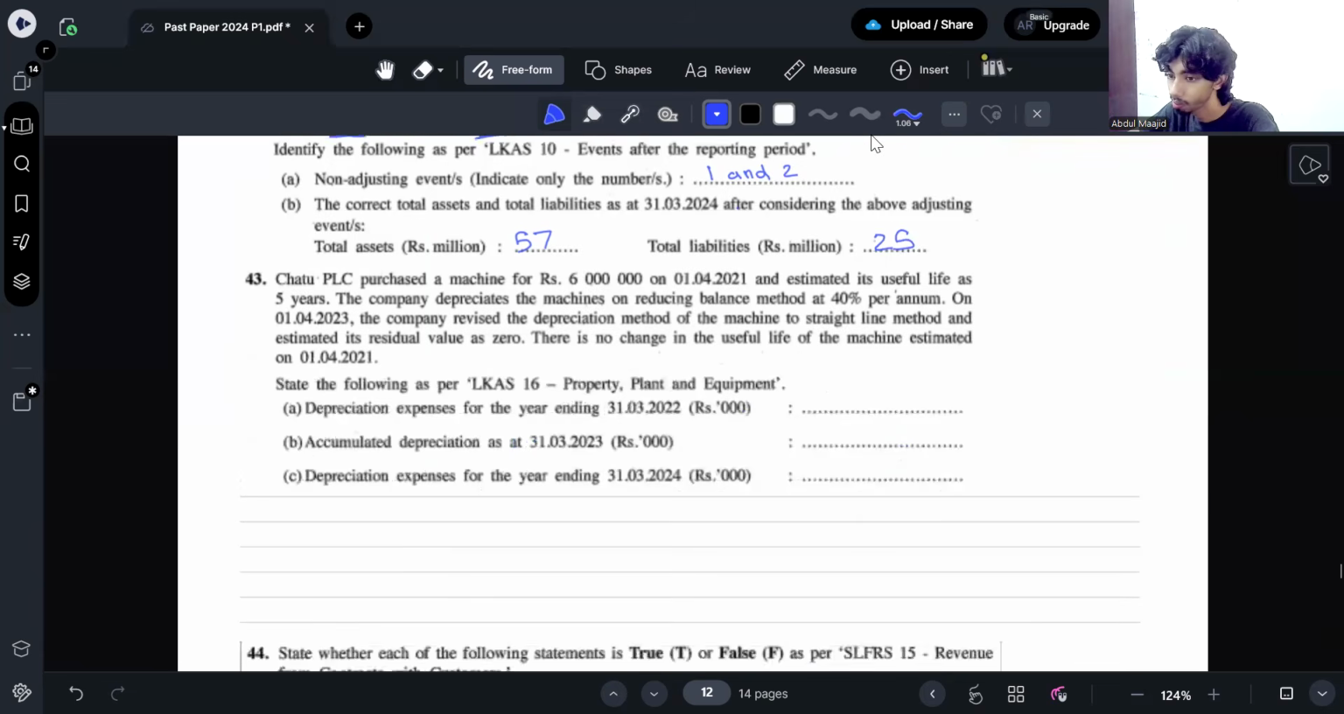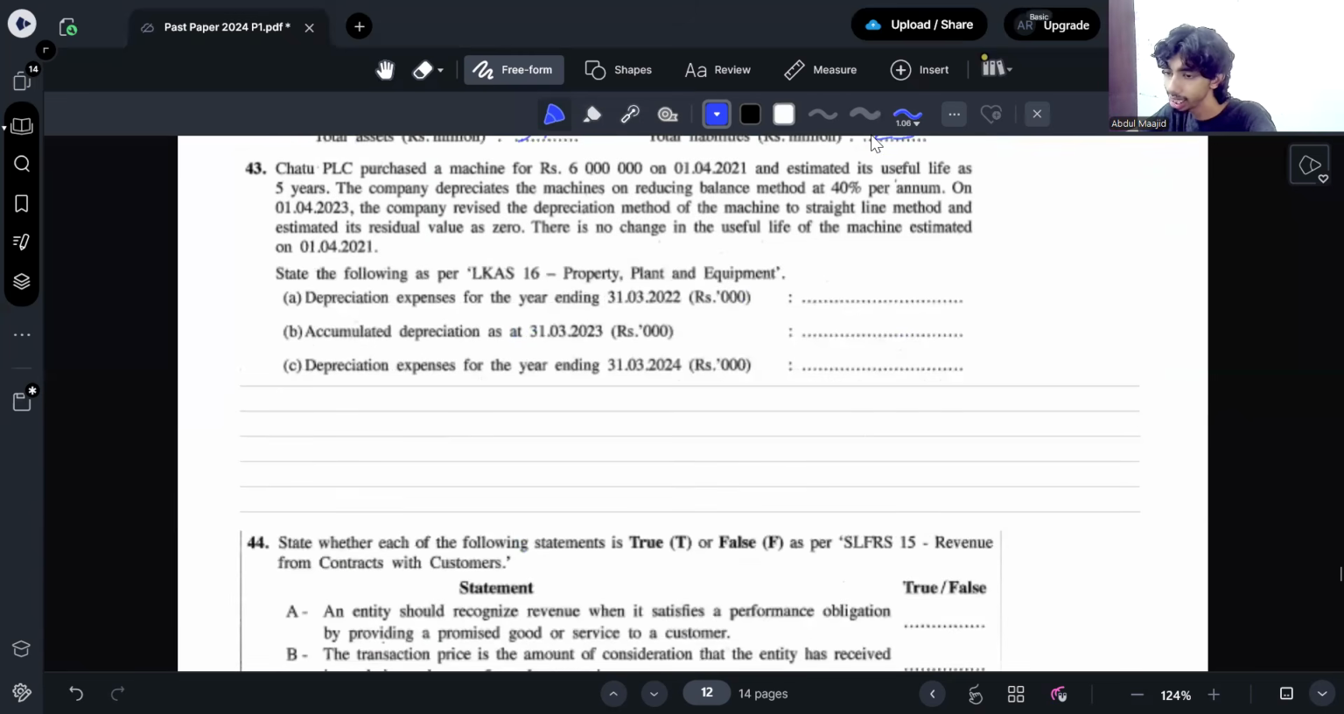Then 43. Chatu PLC purchased a machine for 6 million on 1st of April 2021 and estimated its useful life as 5 years. The company depreciates the machine on the reducing balance method at 40% per annum. On 1st of April 2023, the company revised the depreciation method of the machine to the straight line method and estimated its residual value as 0. There is no change in the useful life of the machine estimated.